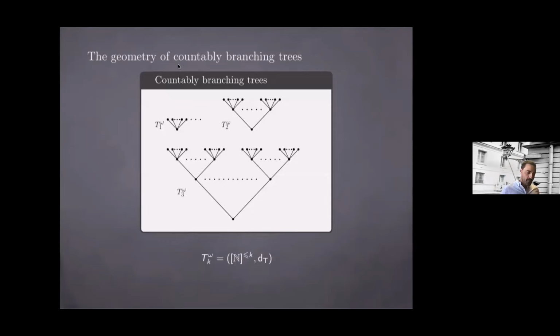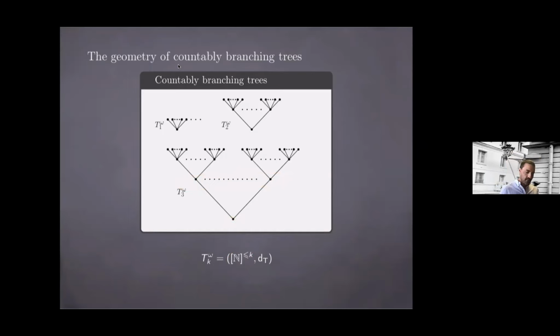Well, the countable branching trees are, as their name indicates, countable branching versions of the binary trees. So the difference is instead of having only two descendants, here you have countably many, right? So at every level, you have countably many vertices. And one way to code this graph is to look at the set of at most k subsets of n. So you will index the root by the empty set, then by the integers, and then by pairs of integers, and so on and so forth. Okay, and you equip this with the tree metric.